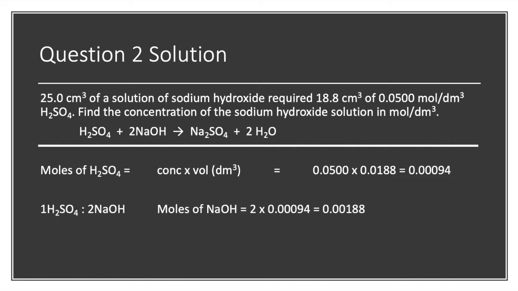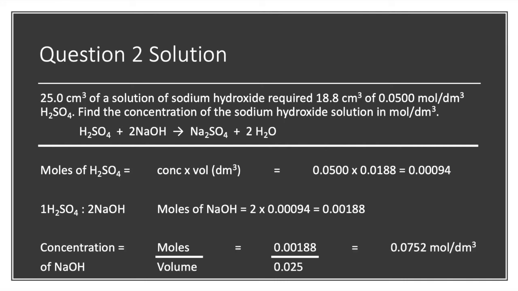We now look at the equation, and 1 mole of sulfuric acid reacts with 2 moles of sodium hydroxide. So to find the moles of sodium hydroxide, we need to times moles of sulfuric acid by 2. And then it's back to finding out our concentration, which is moles divided by volume. So moles we've just worked out. Volume is going to be 0.025 decimeters cubed, and that gives us a concentration of 0.0752 moles per decimeter cubed.